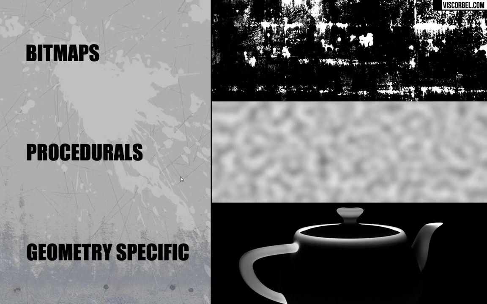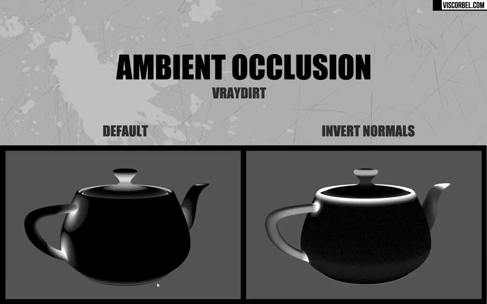Okay, and next you have the geometry specific masks. And these masks are generated from the 3D model of your object in 3D Max or V-Ray when the rendering is happening. So these are pretty useful. So let's look at some examples of geometry specific masks. So the first one is ambient occlusion or VRAYDIRT.